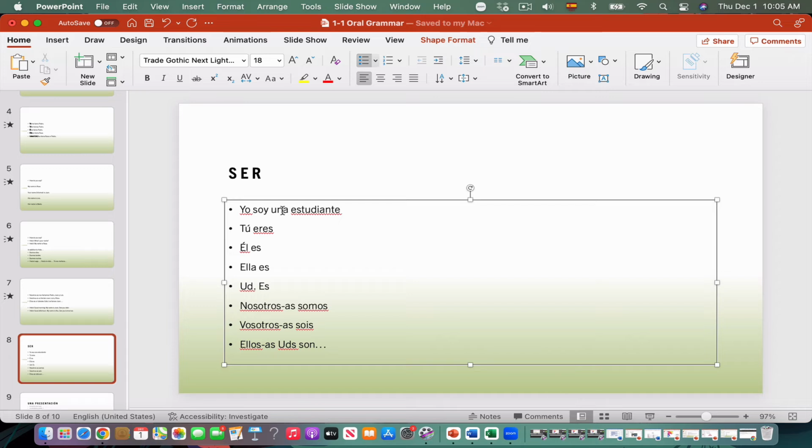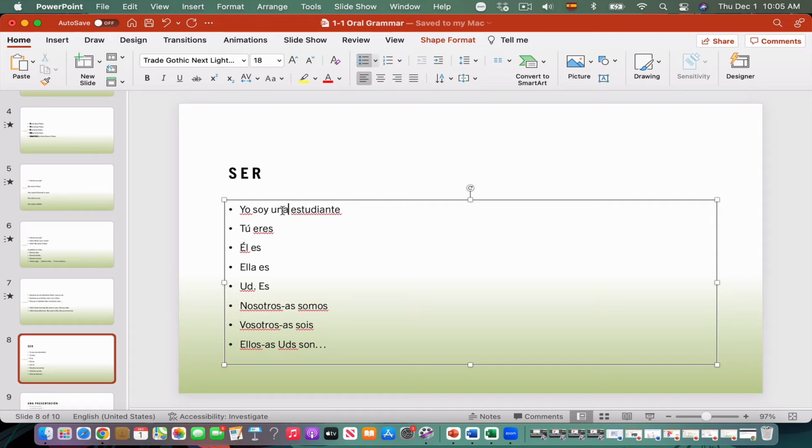Now, the vosotros only used in Spain. Remember, masculine. Vosotros sois estudiantes. You are students. Vosotras, feminine, sois estudiantes. If the group is mixed, vosotros y vosotras sois estudiantes. Then we have ellos. Ellos, they are. Ellos son estudiantes. They are students. Ellas, they are students, ellas son estudiantes. And then we have the ustedes form, ustedes son estudiantes.